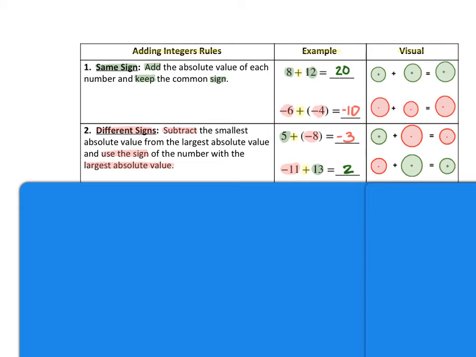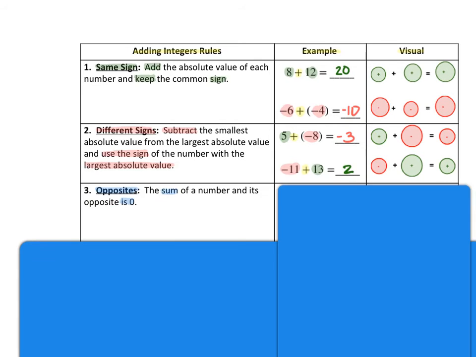So visually, this is what it looks like. When you have more negatives than positives and you're adding them together, your final answer is going to be negative. But when you have more positives than negatives, when you add those two numbers together, you're going to end up with a positive.